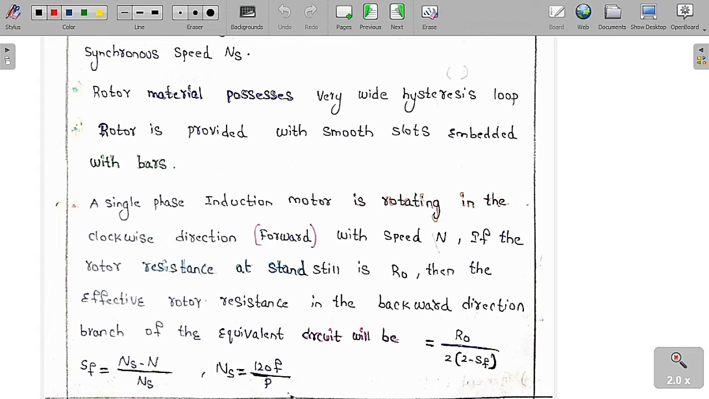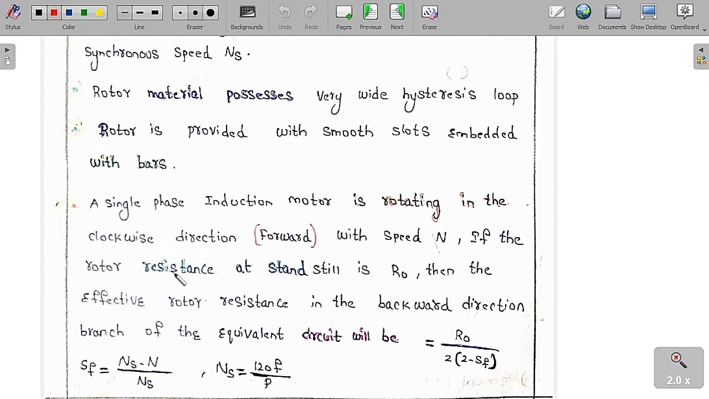So in the induction motor, I have already told you the equivalent resistance is R0 by S. In the equivalent circuit diagram, we have to make it into two equal parts. So R0 by 2 into forward slip, R0 by 2 into backward slip. So backward slip is equal to 2 minus forward slip. So this is the way that we have to do this one.